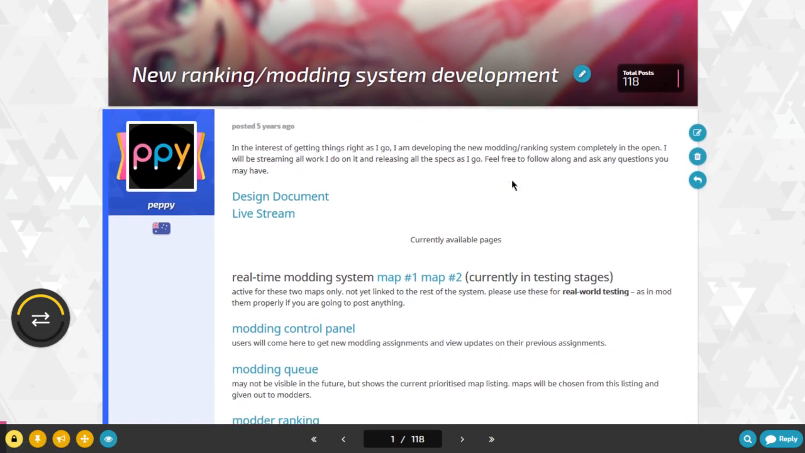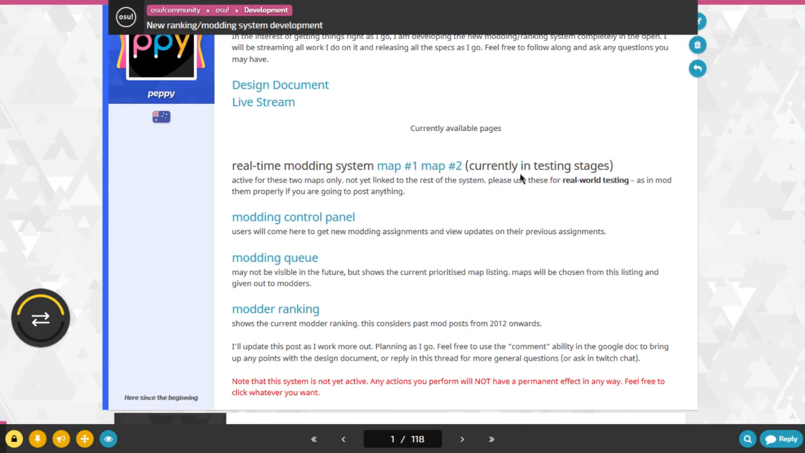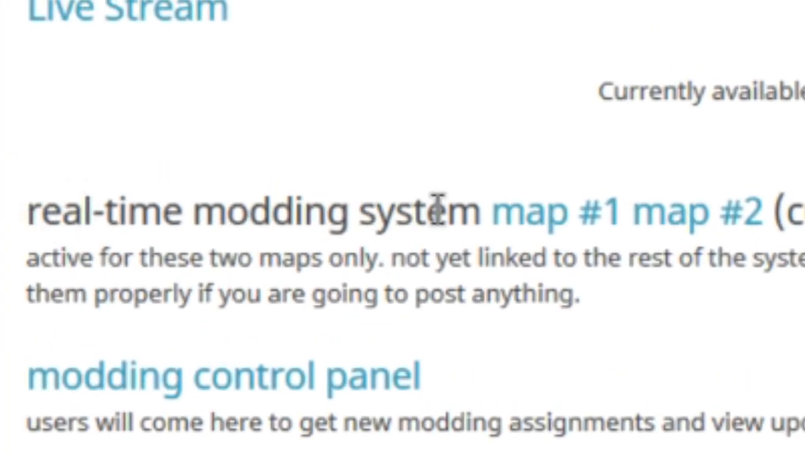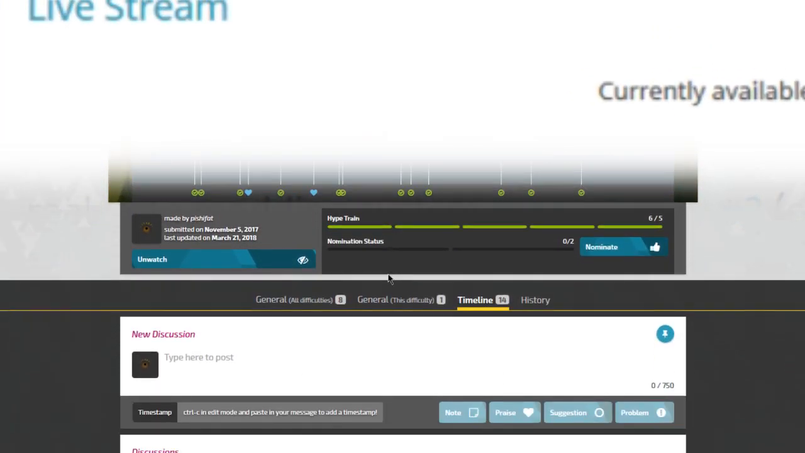In short, this forum thread explains what plans for the future of modding and nominations were, with some sample pages to play around with. The ones labeled Real-Time Modding System are the first instances of modding discussions as we know them, and the links are unfortunately dead. But I do recall what they looked like.